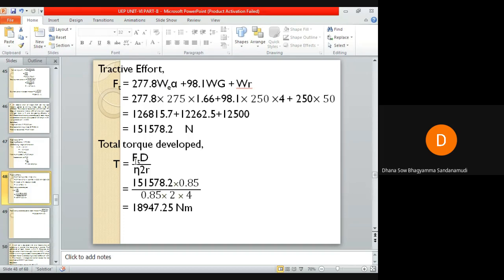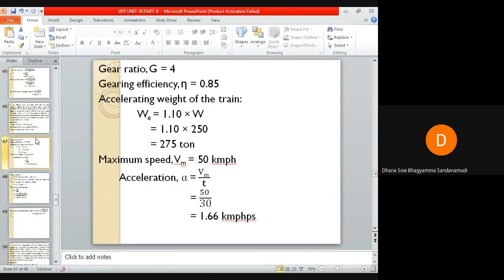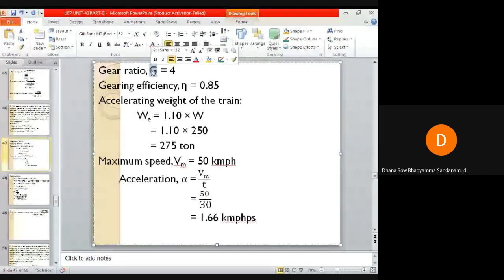After determining tractive effort, you can determine the total torque developed by the train. That is T equal to Ft into D by eta into 2 into R. Where Ft is the tractive effort you have just calculated, D is the diameter of the wheel, and eta is the efficiency 0.85. Actually, this R is the gear ratio, that is 4. I have assumed this as capital G. I will write small r.